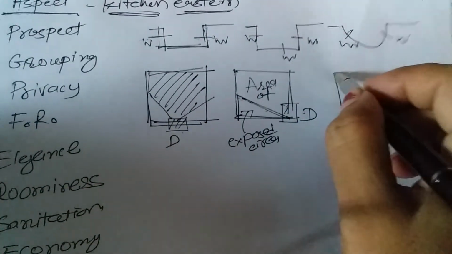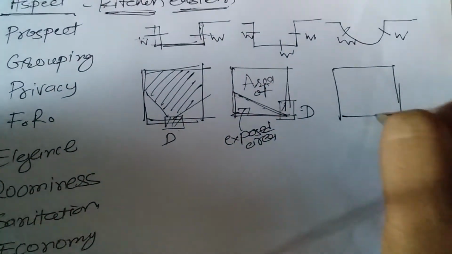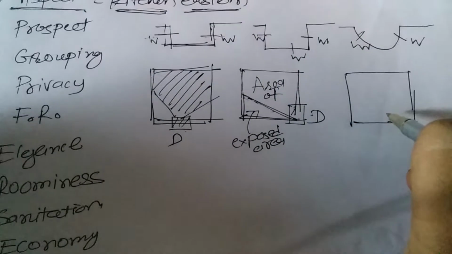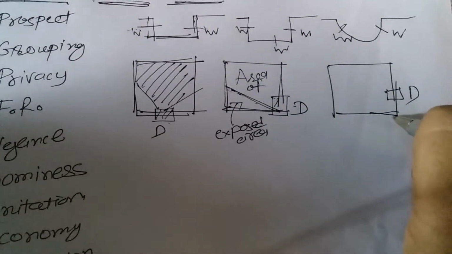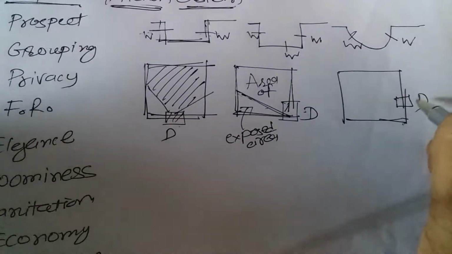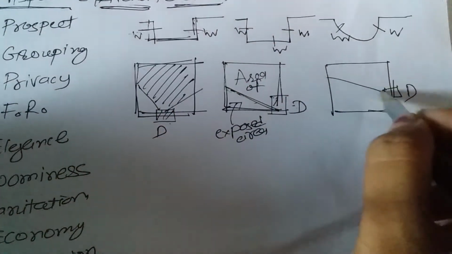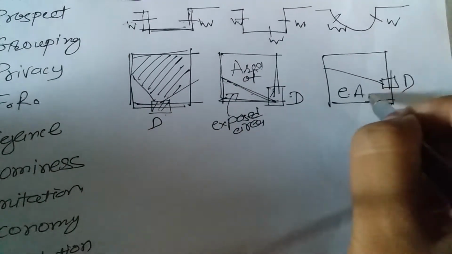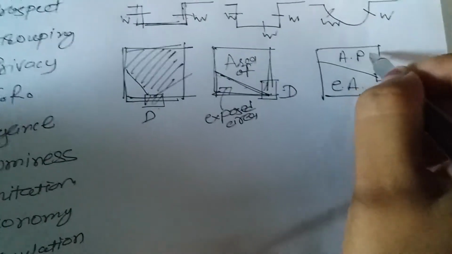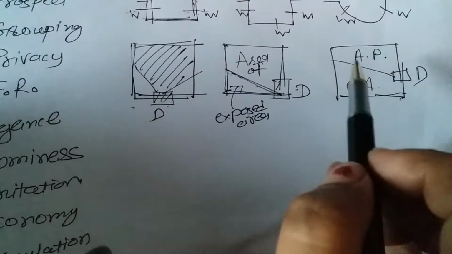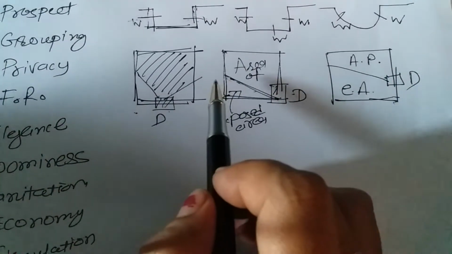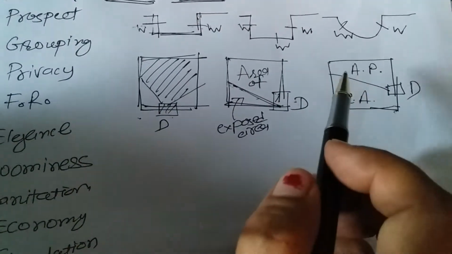Now if I put a door here, this is the third example. If I put a door somewhere here, not in this corner but in this wall somewhere here, now this is the exposed area and this is the area of privacy. Okay, so these are the three examples, A, B and C, of internal and external positions of door.